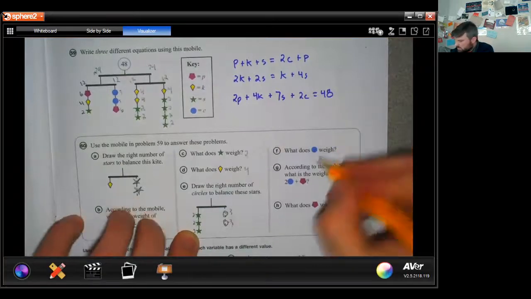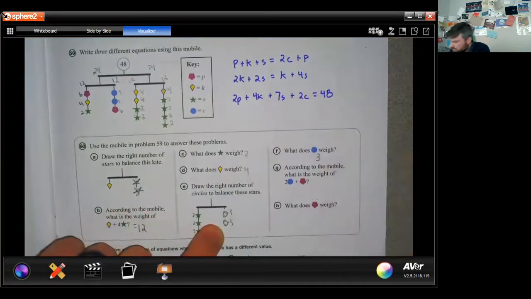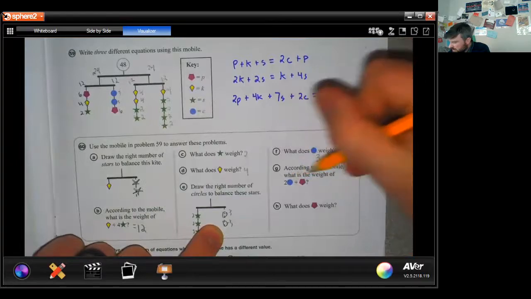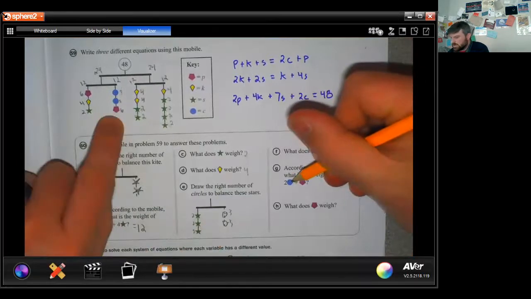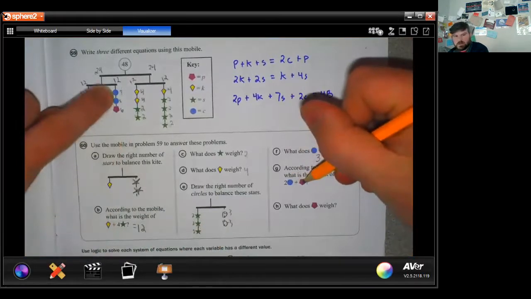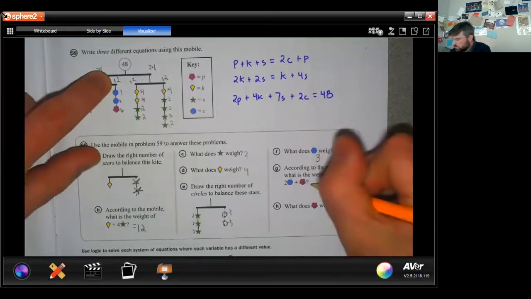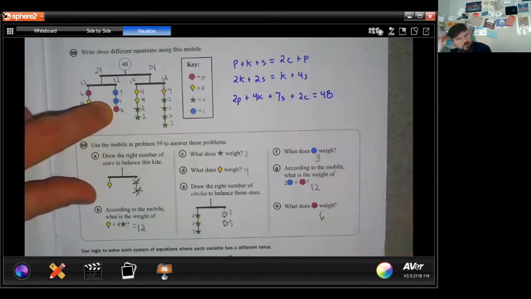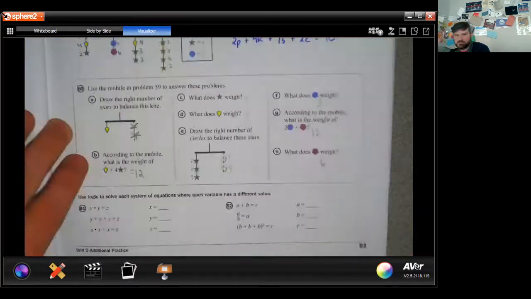What does a circle weigh? Well, we just found that out: it's 3. According to the mobile, what is the weight of 2 circles and a pentagon, which is right here? And we said that that weight is 12. And what does a pentagon weigh? That's 6. So we kind of found some of those answers before we actually needed them.